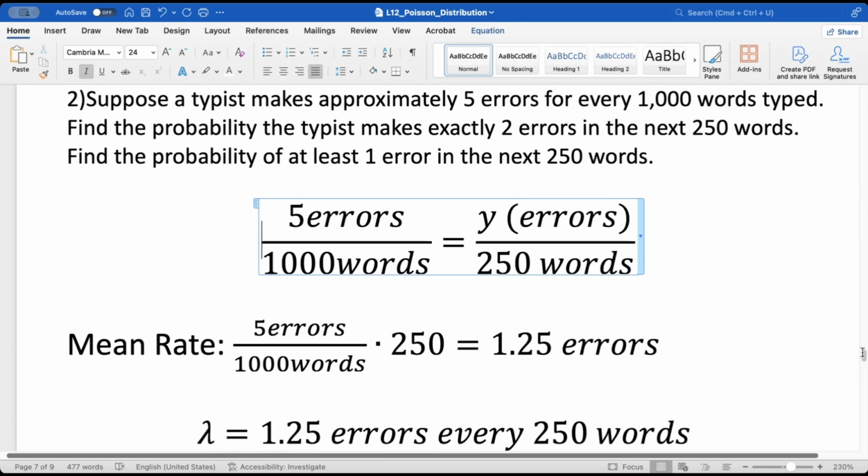So you have to do that adjustment first. You have to make sure we're working on the same total here. So 250 words. So lambda is 1.25, and then the first part up is to find the probability of exactly 2 errors in that window of 250 words.